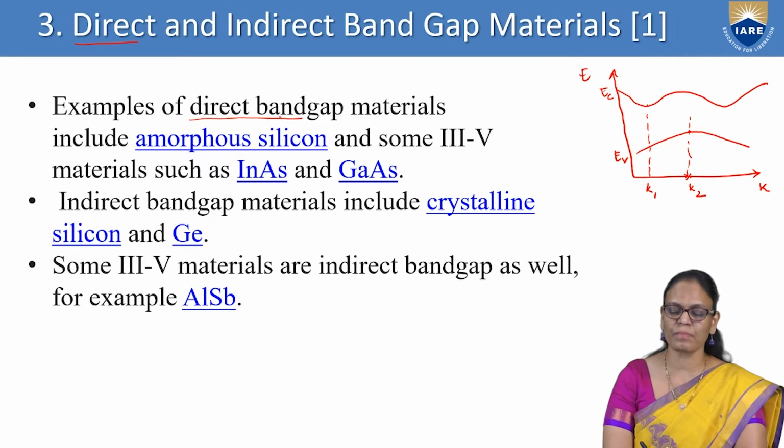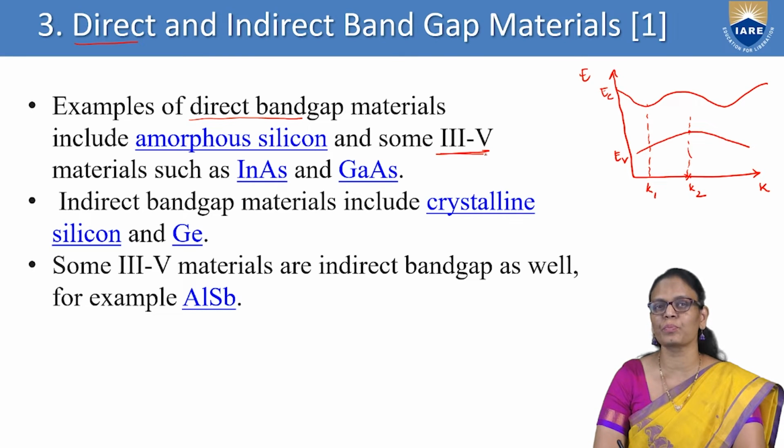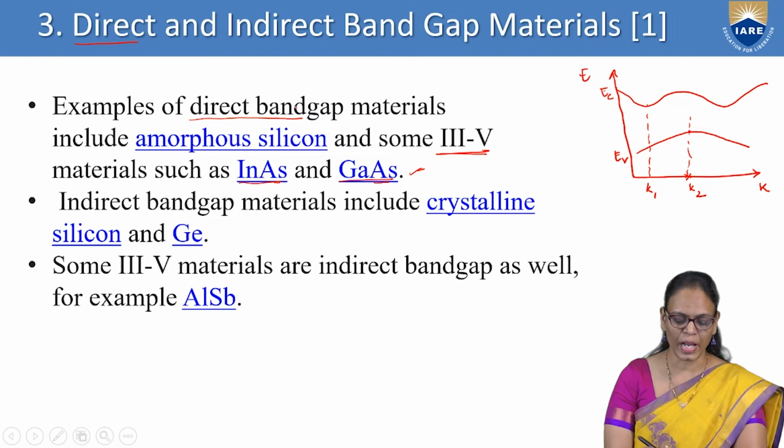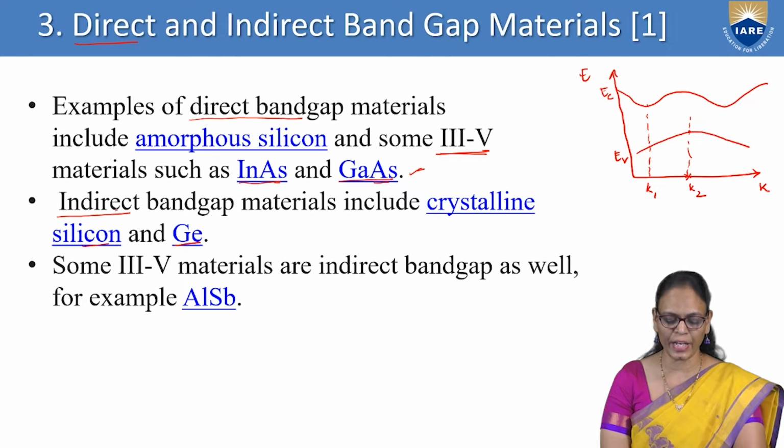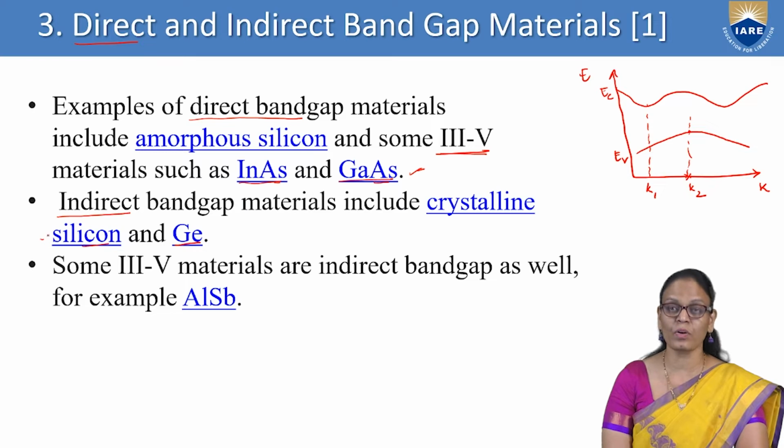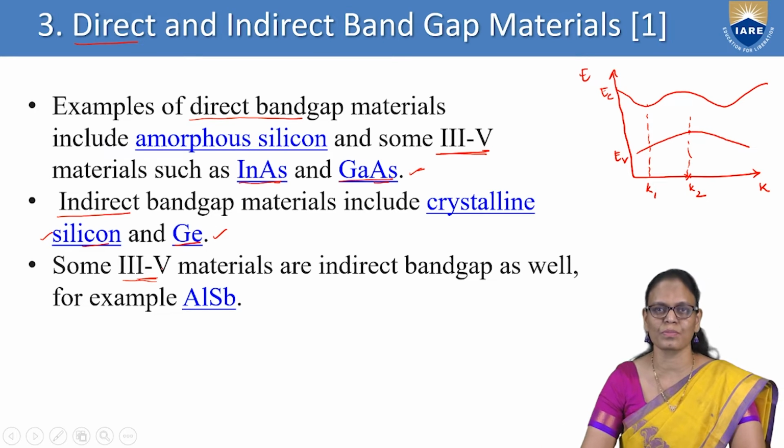So in direct bandgap, what are the types of materials we are using? We include amorphous silicon and some third and fifth group element combinations like indium arsenide or gallium arsenide. These are the types of materials we are using in direct bandgap. And in indirect bandgap, we use silicon and germanium. In indirect bandgap, most of the time they are elemental semiconductors, silicon and germanium. Sometimes we may also use a combination of third and fifth group materials.